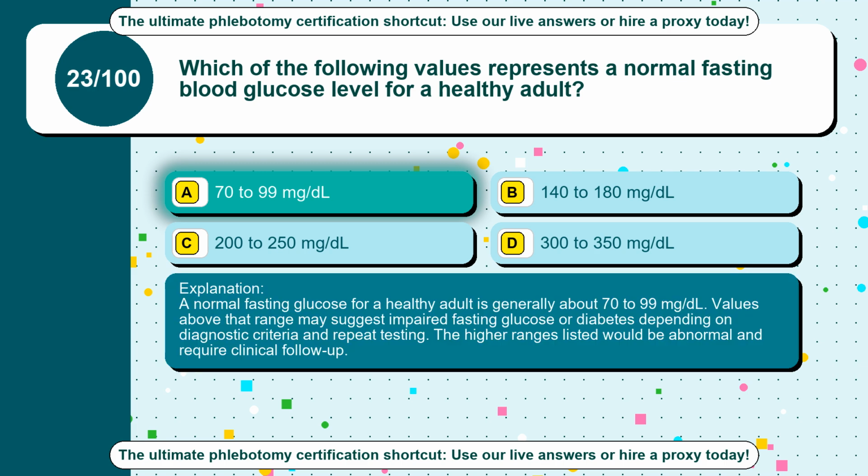A normal fasting glucose for a healthy adult is generally about 70 to 99 mg/dL. Values above that range may suggest impaired fasting glucose or diabetes depending on diagnostic criteria and repeat testing. The higher ranges listed would be abnormal and require clinical follow-up.